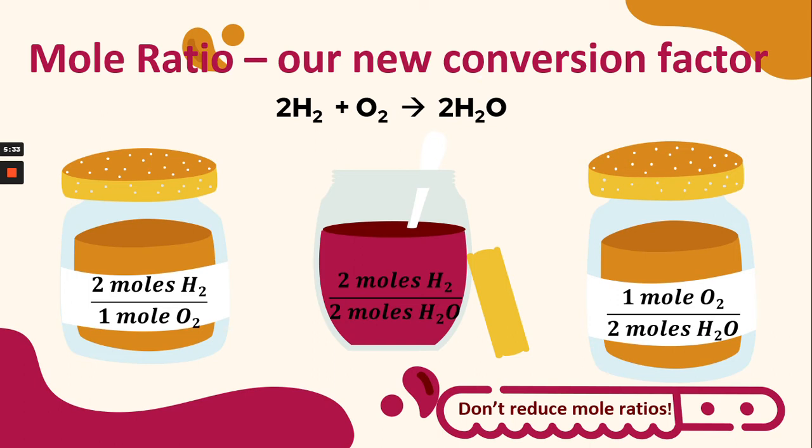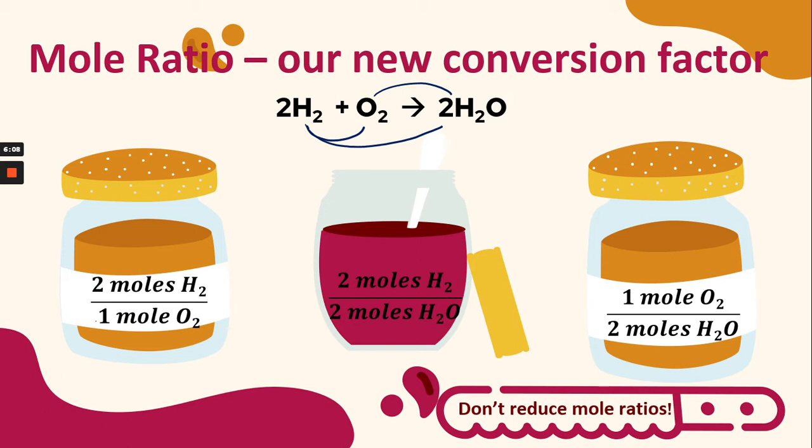And so what I want you to see is that I have compared these 2 reactants to each other, right? 2 moles of hydrogen, 1 mole of oxygen. I have compared hydrogen to water, right? So that's the 2 moles of hydrogen and 2 moles of water. And I've compared oxygen to water, 1 mole of oxygen for every 2 moles of water. So I made these different conversion factors, these mole ratios, just by comparing 2 things straight out of my chemical equation there.